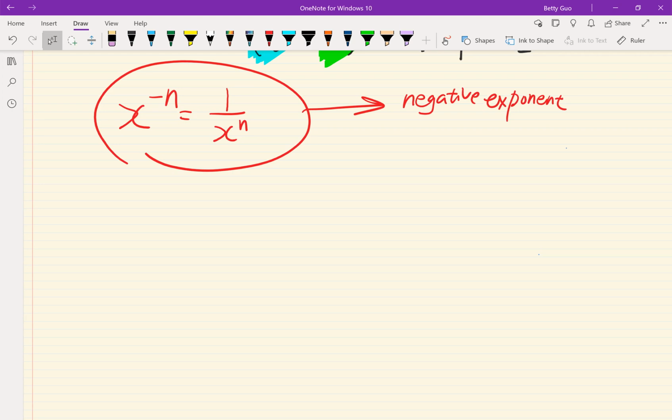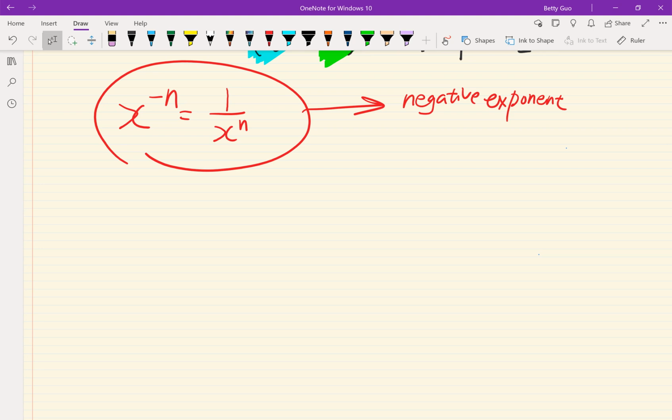N here, by the way, is any integer, okay? When do we apply this formula, and how do we apply it? We apply this formula to get rid of negative exponent. Let me repeat it. We use this formula to get rid of negative exponent. An expression is not simplified if the expression has a negative exponent.